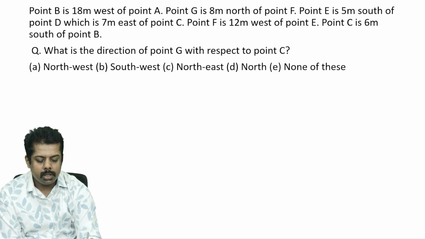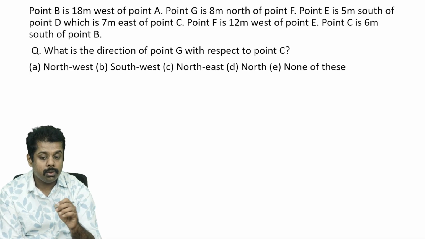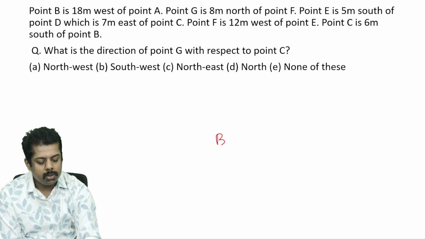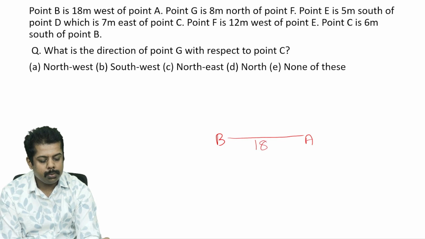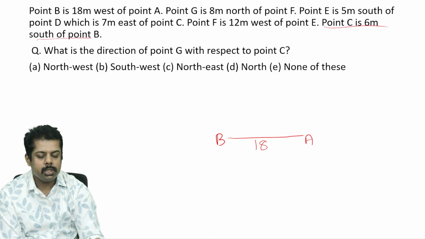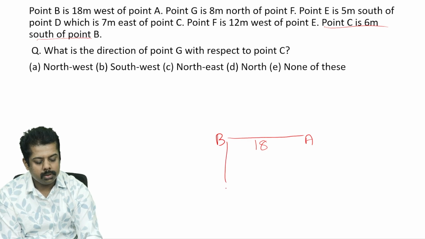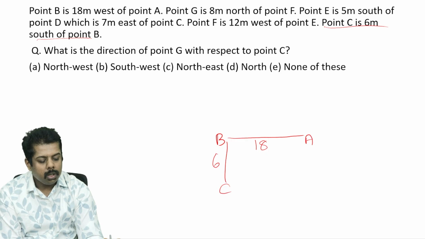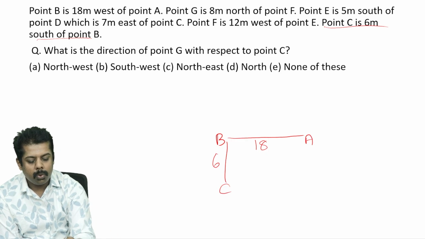So the first point says that B is 18 meters to the west of A. So B is to the west of A. What is the distance? 18. The last point says that C is 6 meters south of B. So we can place C here. Now we have a point.